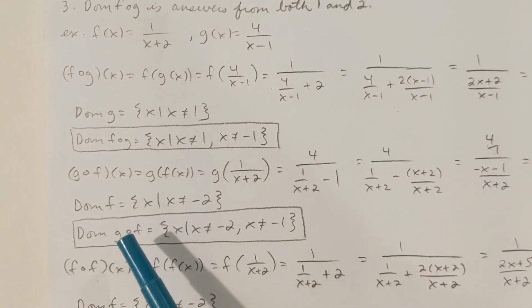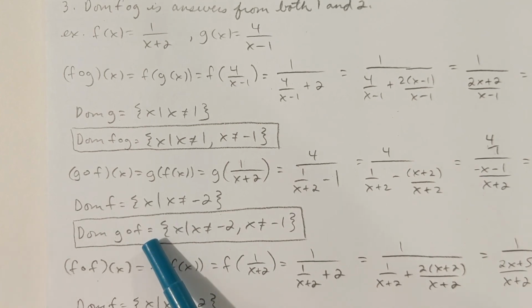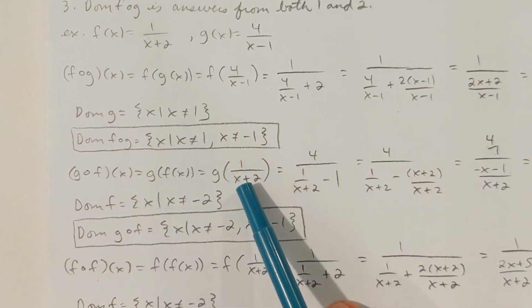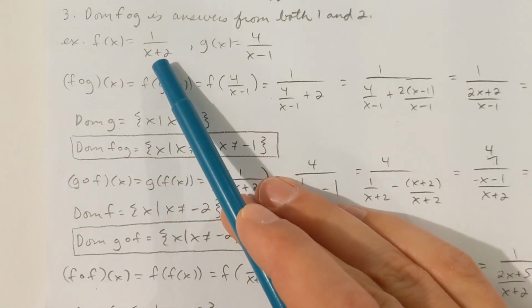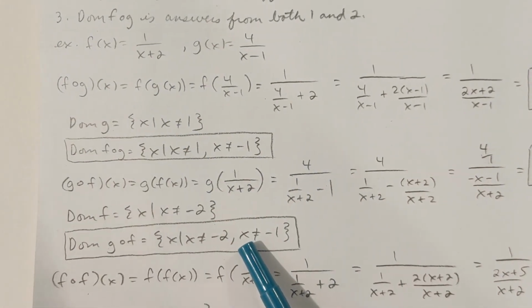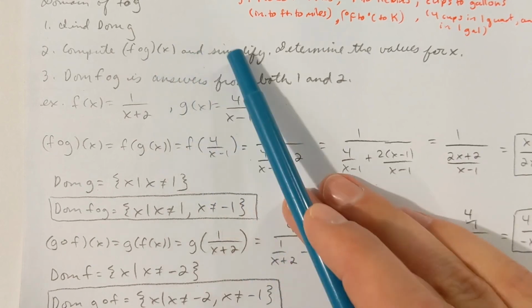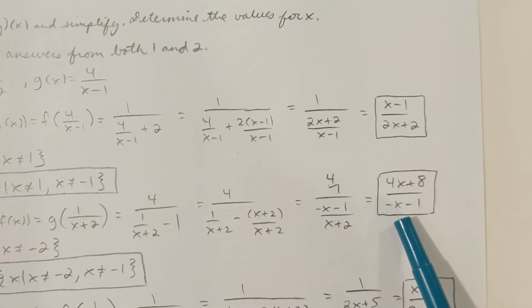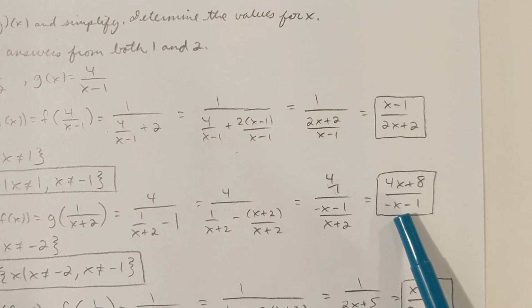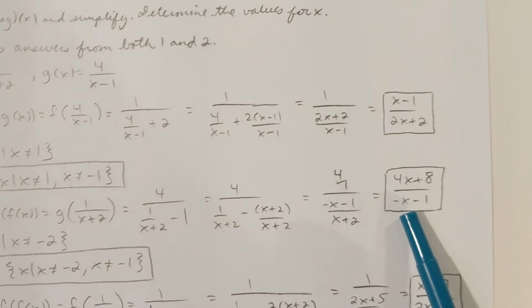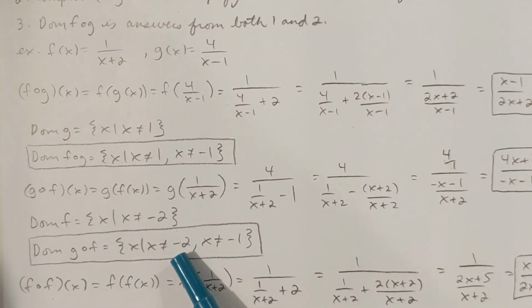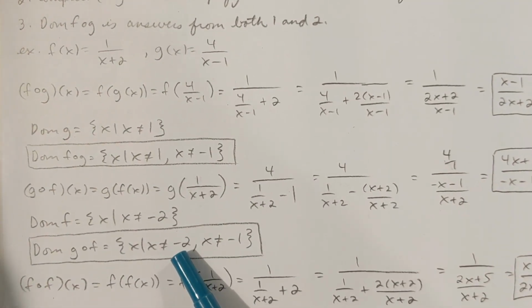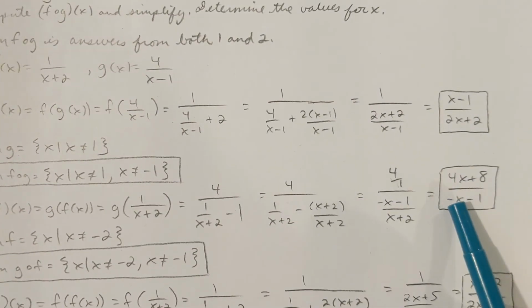If we wanted to know the domain of g composed f, we would have to first know the domain of f, since f is being inserted into g. And of course, you can't use negative 2 for f of x. That's a problem with division by 0. And then the next thing is we'd want to compute the composite function and simplify. Okay, we've done that. In this result here, we don't want x to be negative 1. So all in all, the domain of the composite function would be all real numbers except for negative 2 and negative 1 from what we had here.